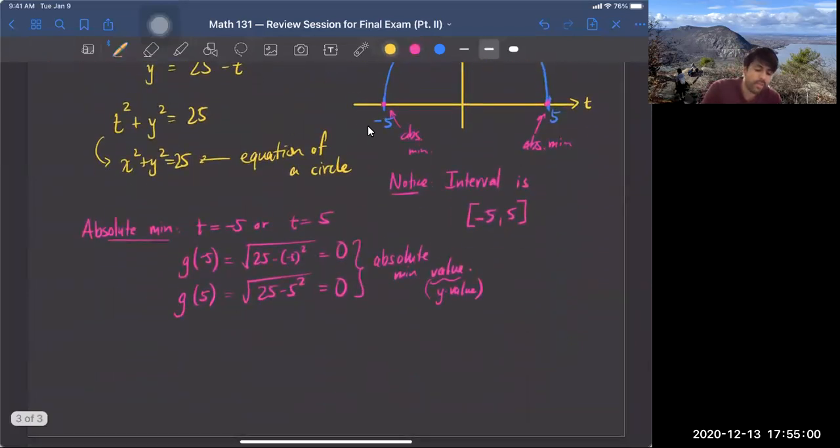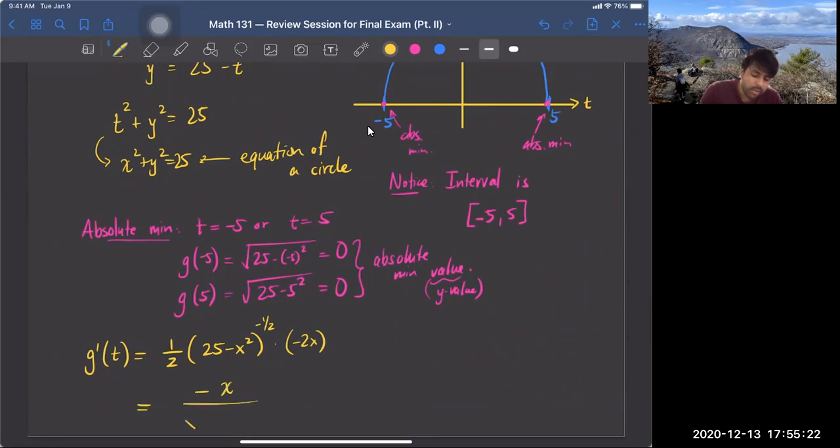Let's say I want to find the derivative. I would have to find the derivative first, right? That's usually the way we find the max or min. We look at the derivative. So I would get 1/2 times 25 minus x squared to the -1/2, multiplied by -2x. This would be -x over the square root of 25 minus x squared, and I would set that equal to 0.